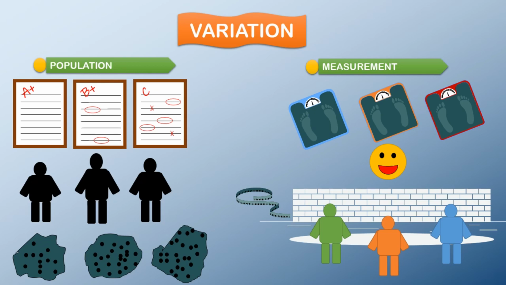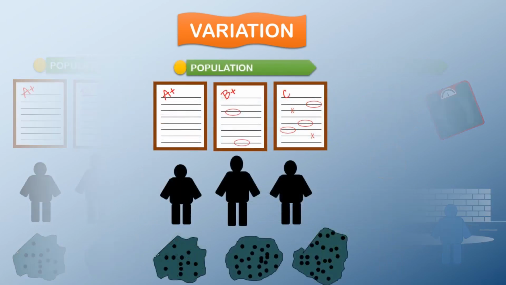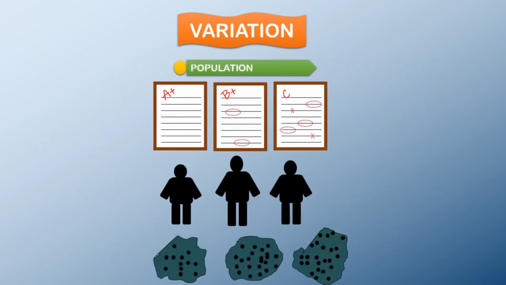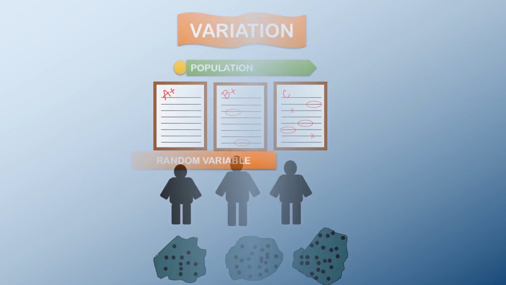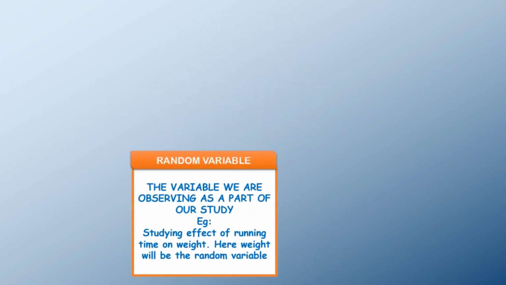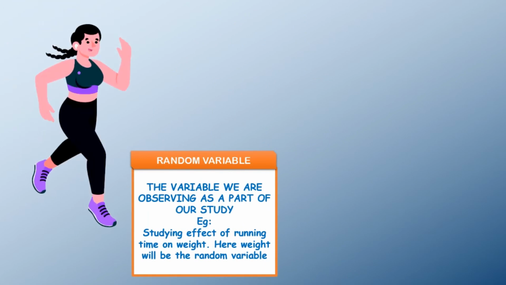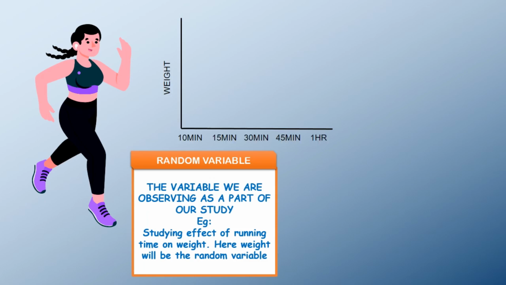So, when we are designing the experiment, what variation are we actually taking into account? It is the population based variation that we take into account, and the trait that we are measuring is called a random variable. Let me explain. Suppose I want to measure the effect of running time on weight. Here, I will already specify some constant time points such as 10 minutes, 15 minutes, 30 minutes, 40 minutes, and 1 hour, and so on and so forth. And at the end of 1 month, I want to measure the weight of the individuals taken into the study who have run at different time points. So here, weight will be my random variable.